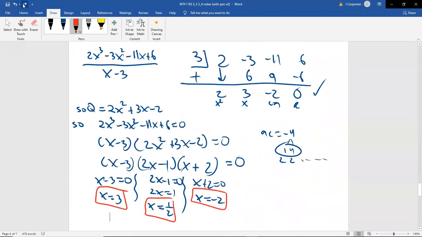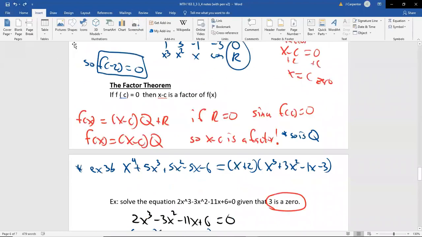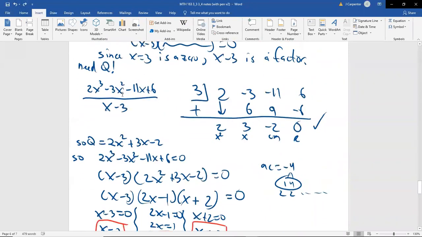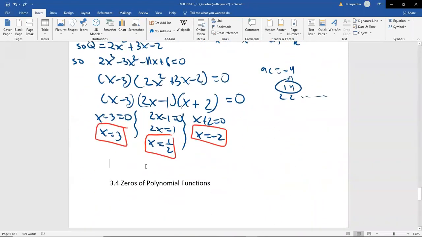Come on. I hit redo there, didn't I? That's fine. Okay, good enough.